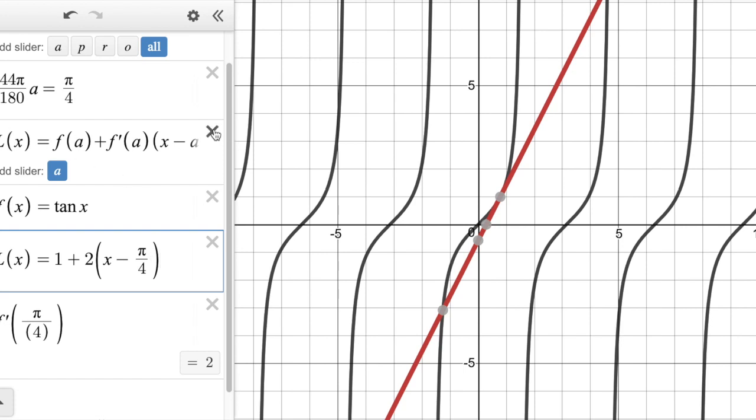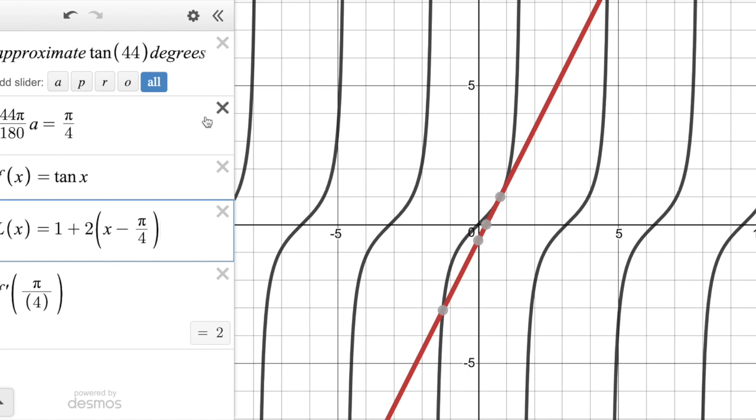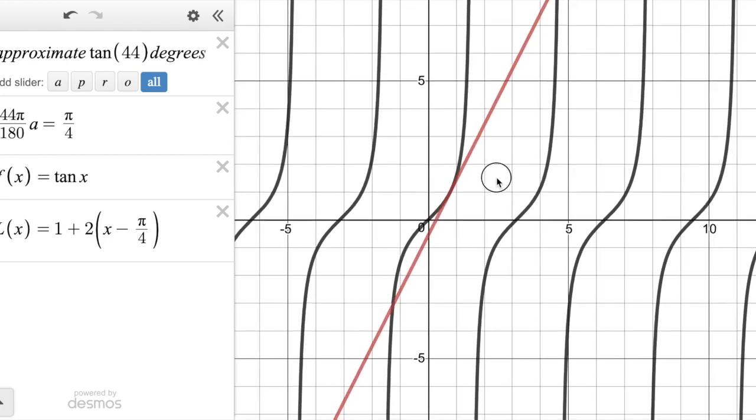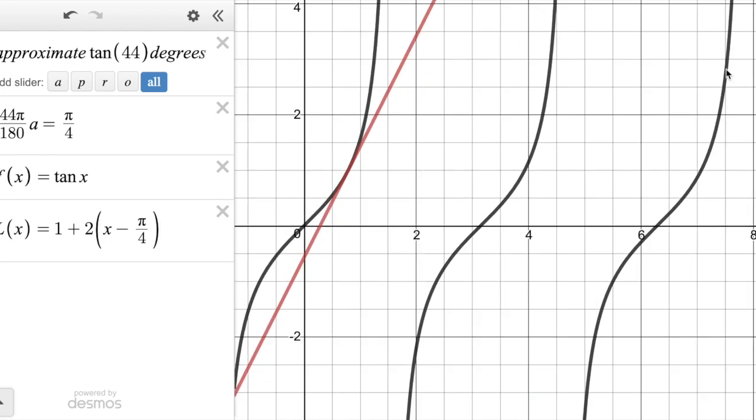So I'll take this one away and this one here. Okay, all right, so I don't need that anymore. I just used it. Okay, so let's zoom in here at pi over 4.